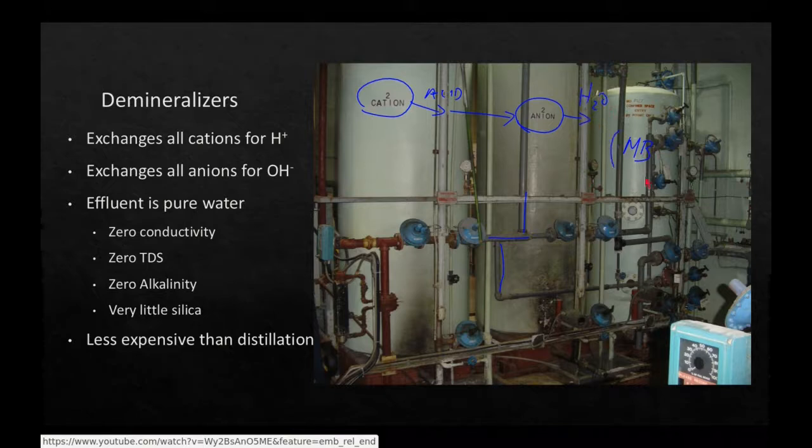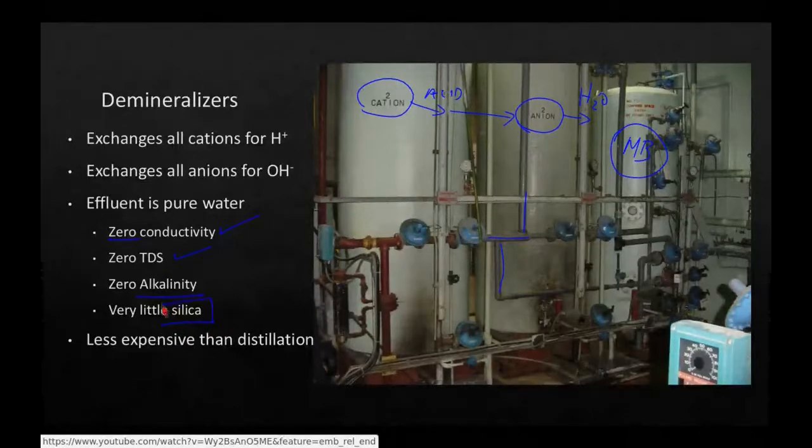Now, as a final polish, we've got this mixed bed exchanger that has got both anion and cation resins all mixed together in a common bed. And then what leaves is water that is equivalent to water that has been distilled 10 times over. So conductivity is a good measure of impurities in water. This water will have zero conductivity. Because we have removed all of the cations and all of the anions and we've exchanged them for H and OH, we get no alkalinity.